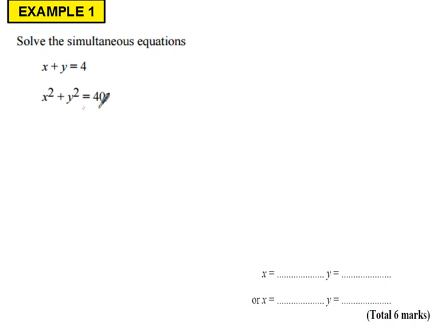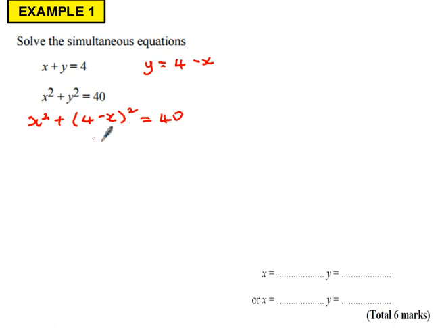So what we're going to do is rewrite this equation here, and I'm going to subtract x from both sides. And we've now got y equals 4 minus x. Now the reason I've done that is I can now substitute this expression for y, because y equals 4 minus x, into this one here. So what I've got is x squared plus (4 minus x) squared equals 40. Now the reason we do that is because we've now only got x as our unknown in an equation, whereas in both of these at the moment we have an x and a y.